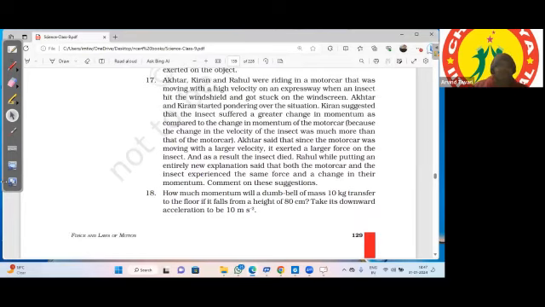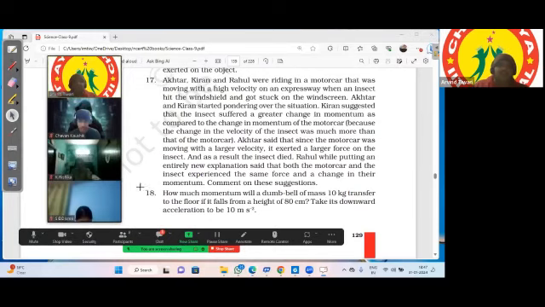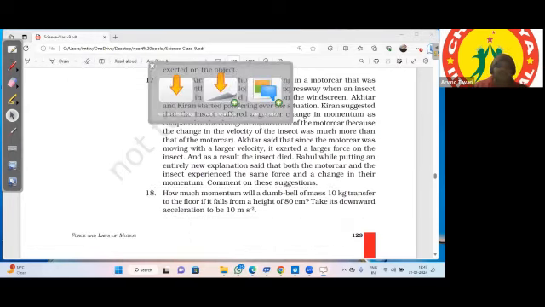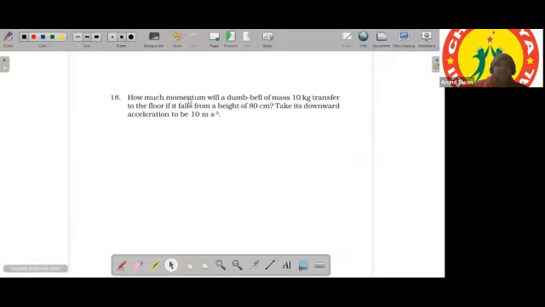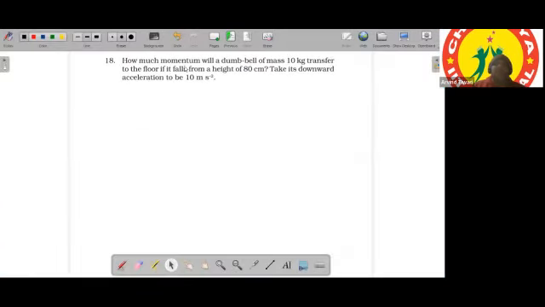The 18th question you will do as a homework part. Let me add it to the PDF, and I think you should do it as homework. How much momentum will a dumbbell of mass 10 kilogram transfer to the floor if it falls to a height of 80 centimeter? Take its downward acceleration to be 10 meter per second square. Remember the SI units. Take the help of SI units and then do this.